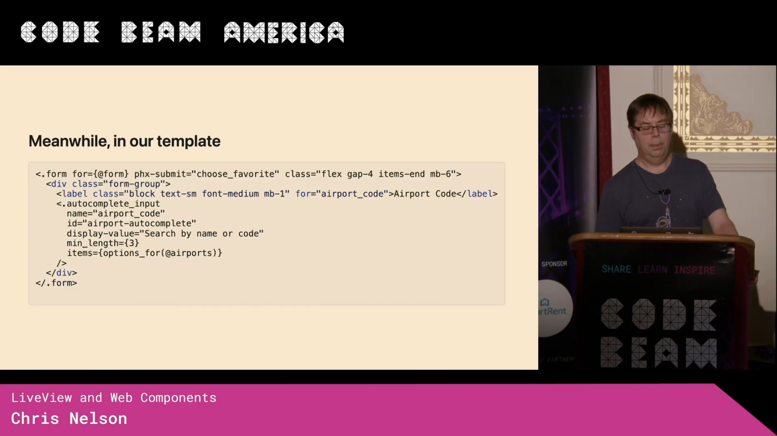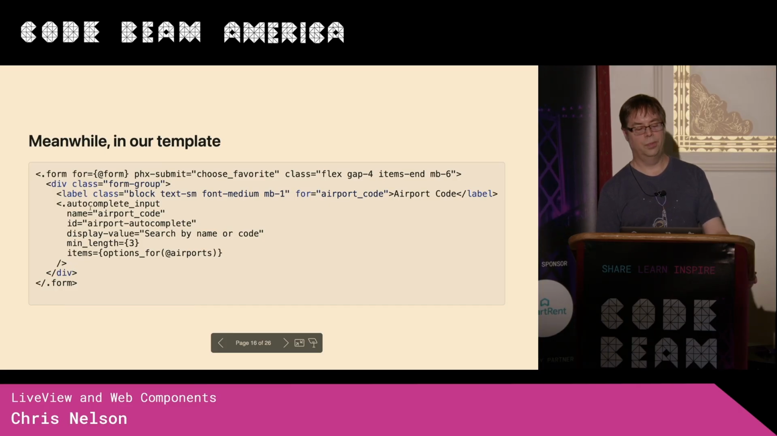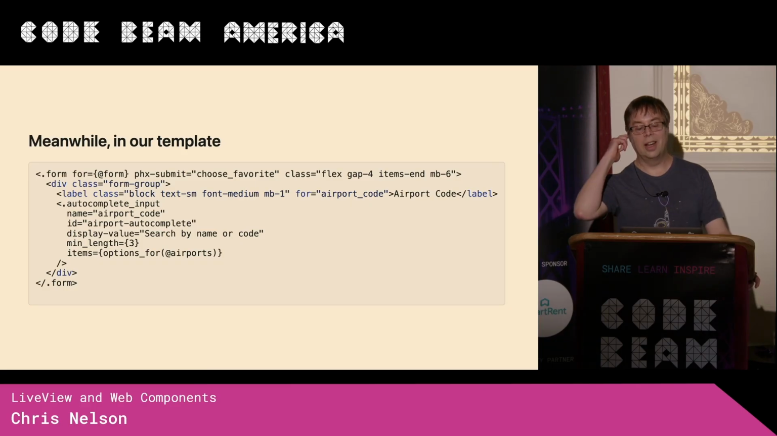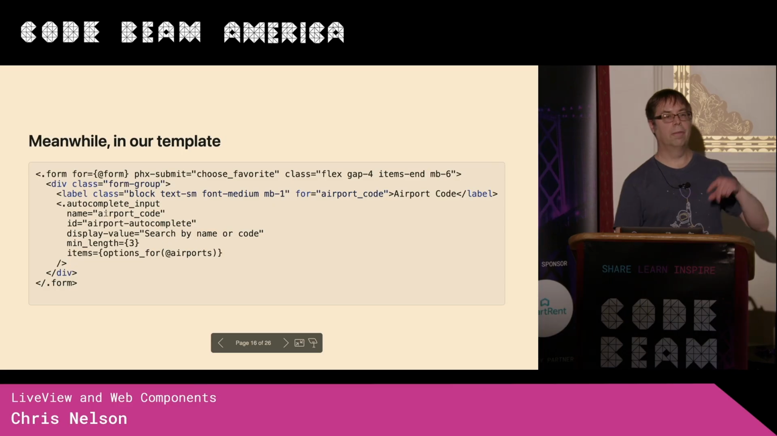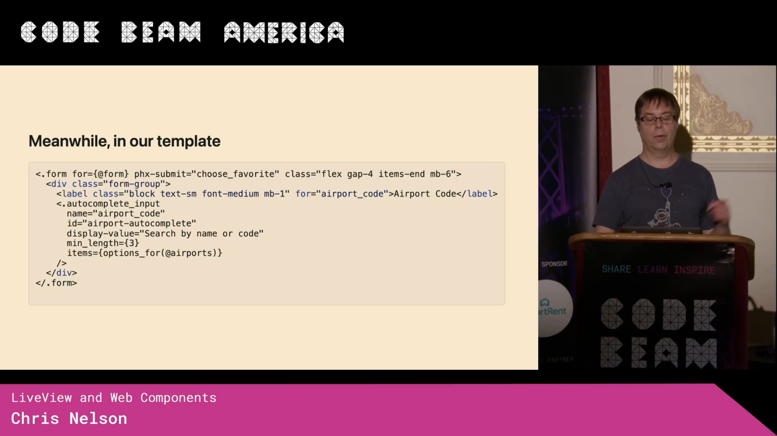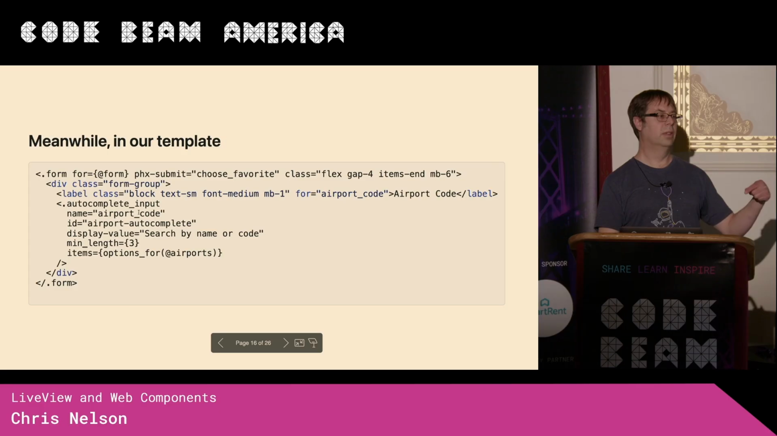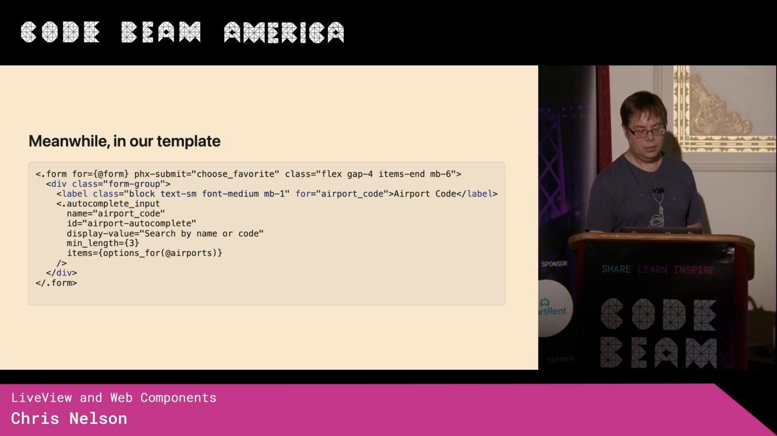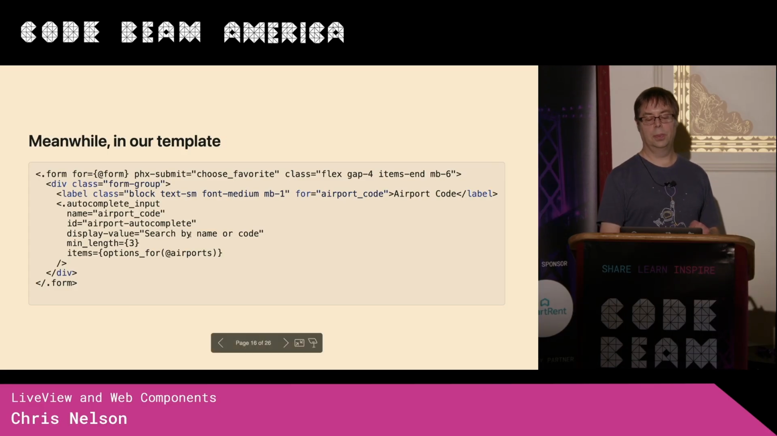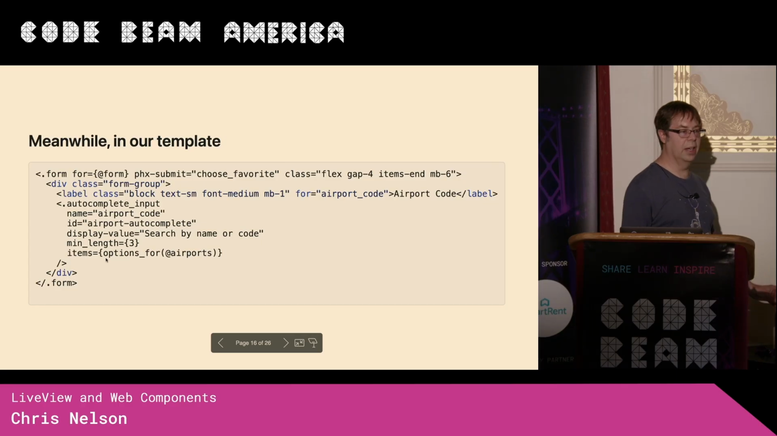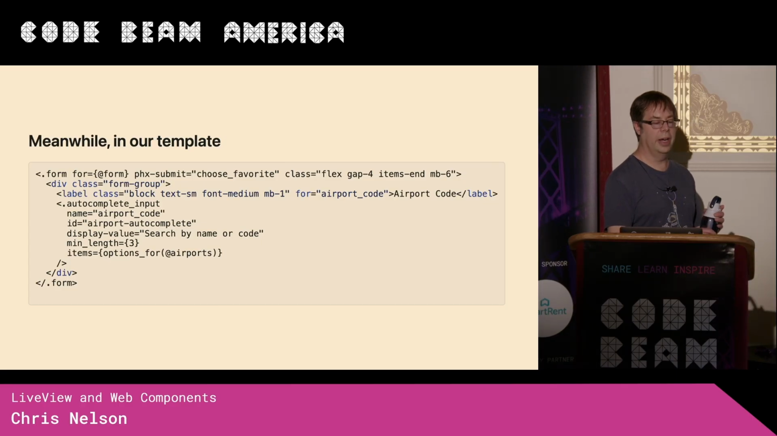In the template, this is the section that actually is the autocomplete. This is using that functional component. It's just like any other Phoenix LiveView functional component. We give it the name, and this is actually the form input name. So if you submitted the form, it would have an airport code in the form data. We give it the initial display value, an ID because we have to, the minimum length to type, and then finally the current set of items that are being displayed, if there are any.